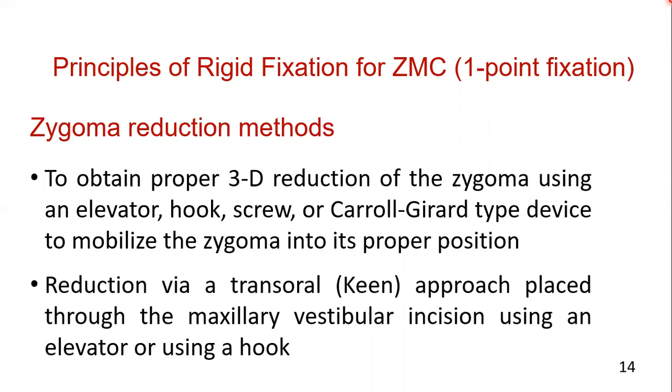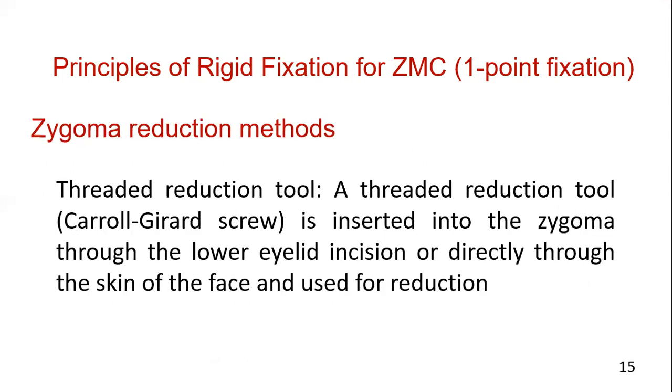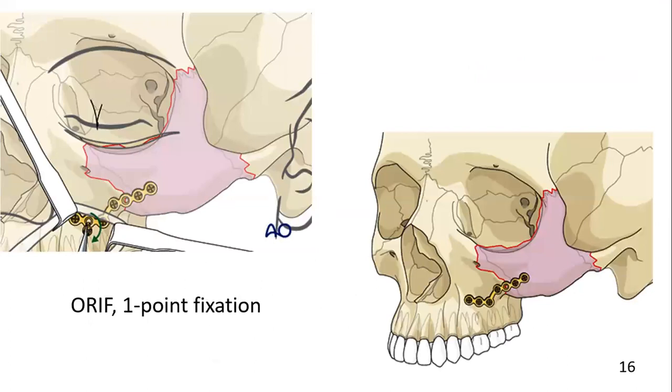For this reduction method, you can use the Keen approach, that is the transoral approach, or the incision may be done in the maxillary vestibular area, and you can use an elevator or a hook for the reduction purposes. Alternatively, you can use the Carroll Garrett screw for the reduction.